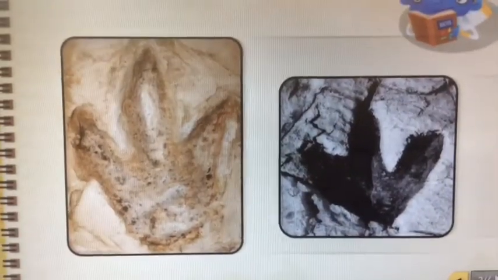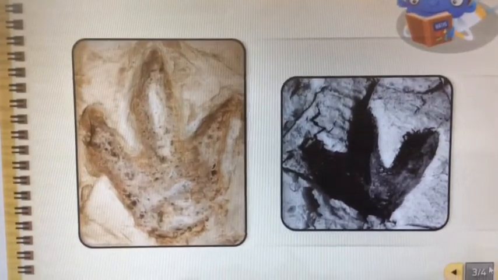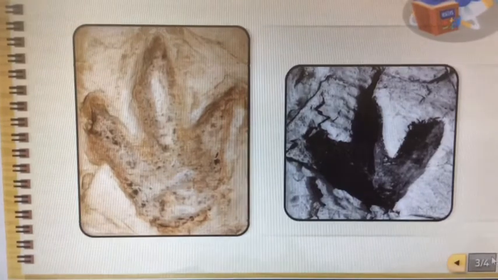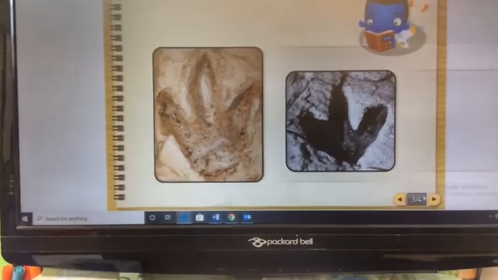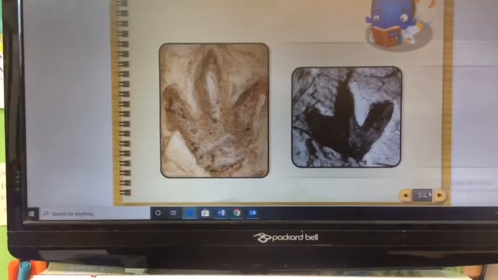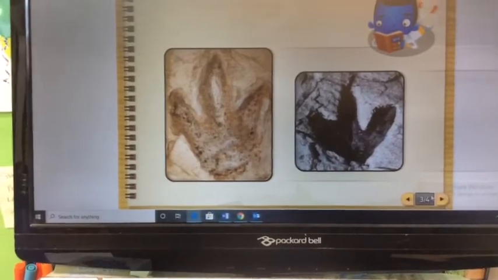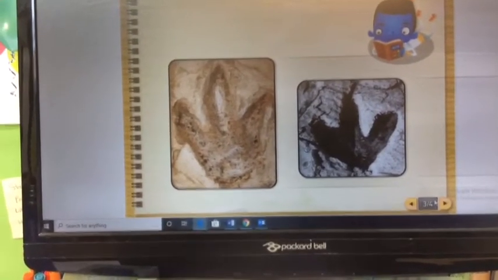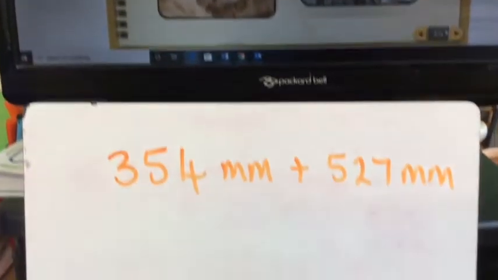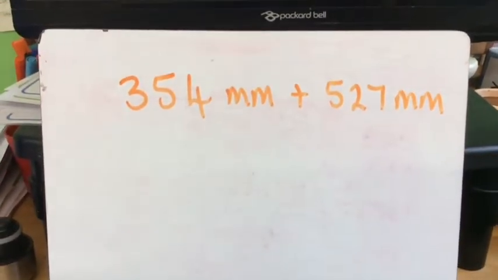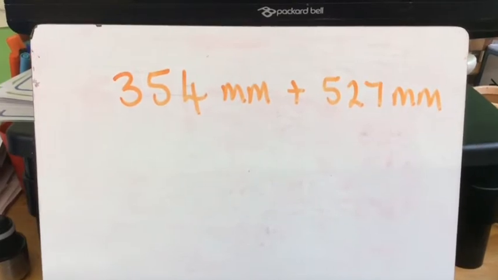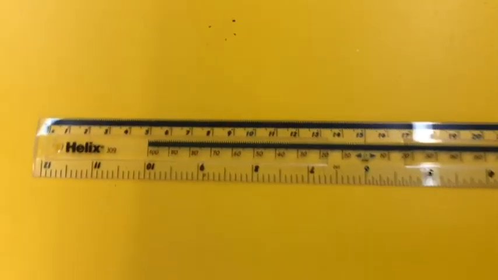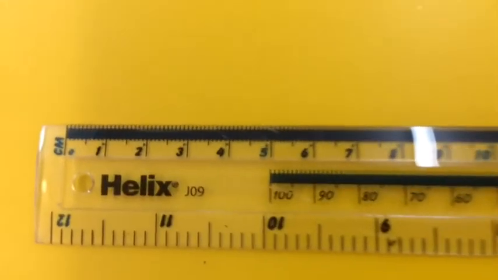Now let's look at some dinosaur footprints. We're going to find the total length of these two dinosaur footprints. They're obviously too small to measure in kilometres or even metres. They haven't even measured in centimetres. They've measured in mm's. What do you think that means? Well, that's millimetres, isn't it? Let's have a quick look at those millimetres on this ruler.